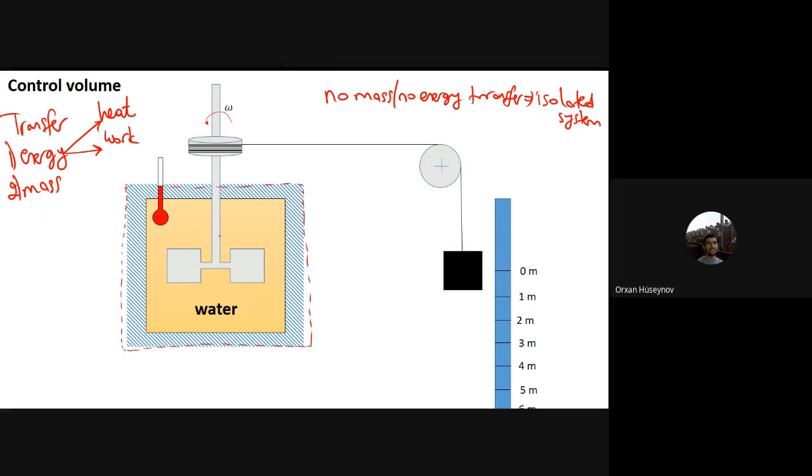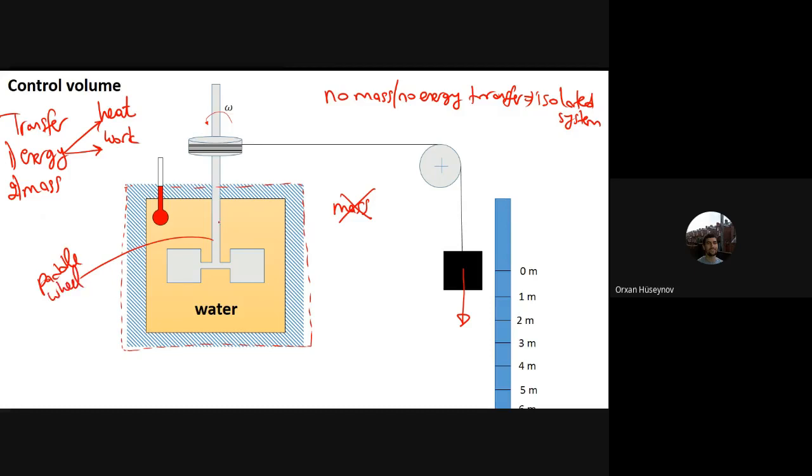You can see this one is closed. There is no mass transfer. No mass leaves the system, no mass comes. If I look at the energy transfer, there is energy transfer inside the system. You can see this weight, if it is dropped, it falls down. It pulls this pulley with itself, and then this pulley rotates, and then this cable rotates. As it rotates, here you have the paddle wheel. This one is called a paddle wheel.